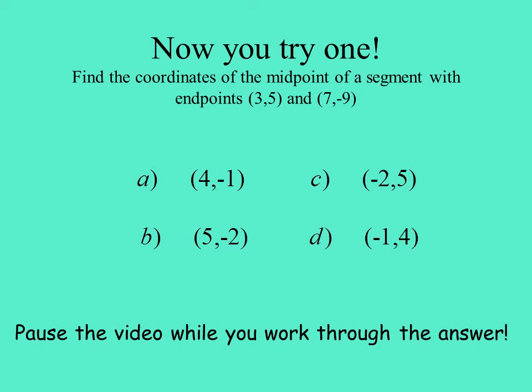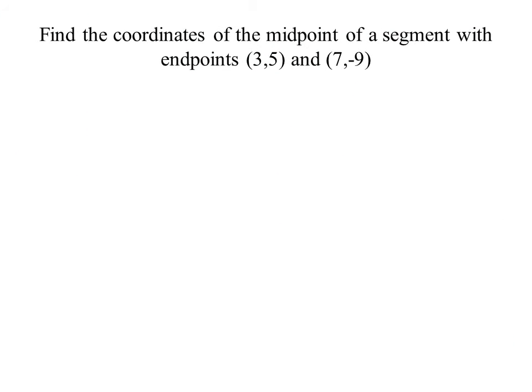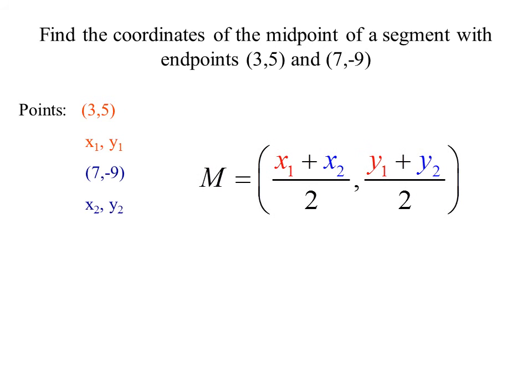All right, now you try one. Pause this video while you work through the answer. Did you get 5, negative 2? All right, let's work through it. Here are the points. Here's your formula. Plug them in.